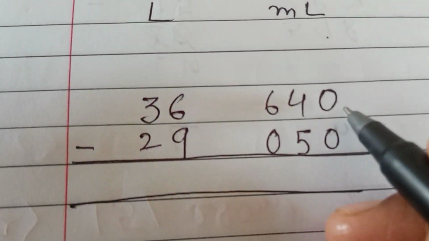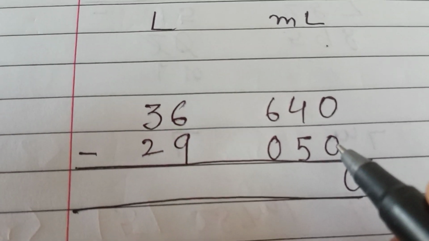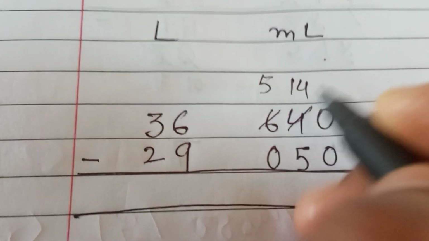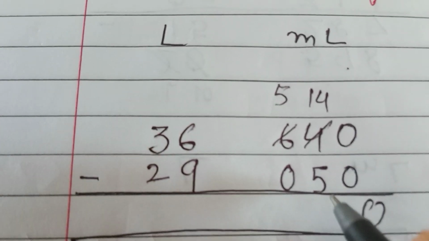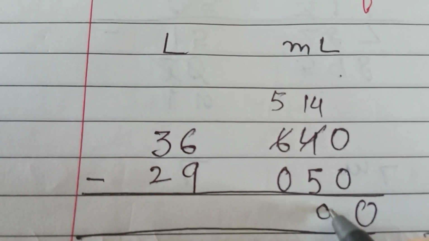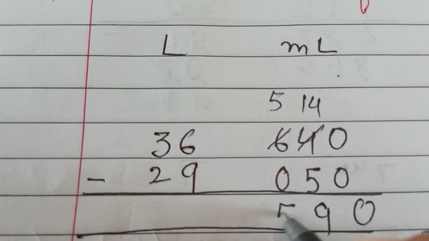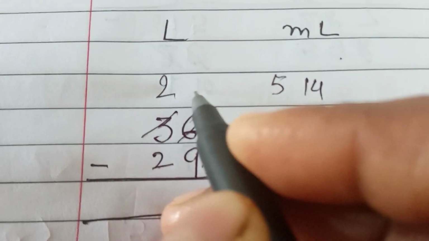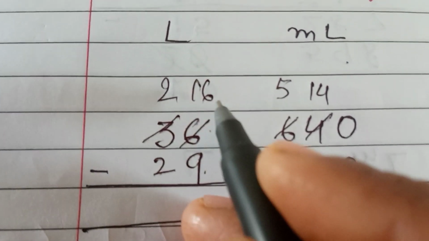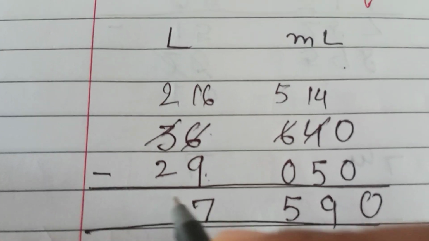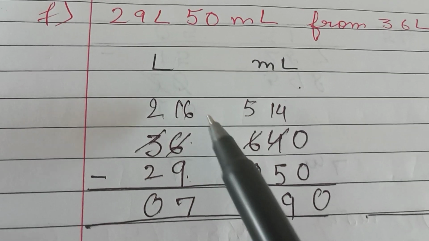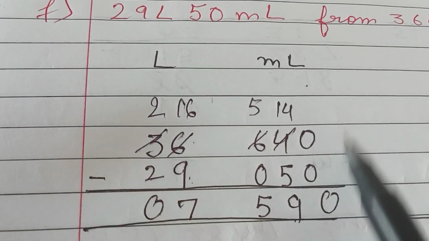Now start subtraction. 0 minus 0 is 0. 4 minus 5 not possible. Start borrowing. It becomes 5. It becomes 14. 14 minus 5 is your, yes, 9. 5 minus 0 is your 5. Now 6 minus 9 not possible. Yes, start borrowing. Now 16 minus 9 will be 7. 2 minus 2 is your 0. So your final answer is 7 liter 590 milliliter.